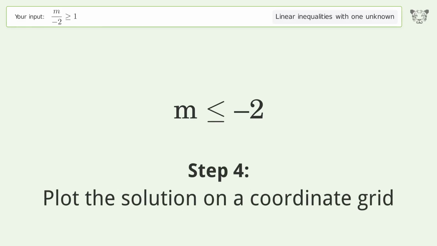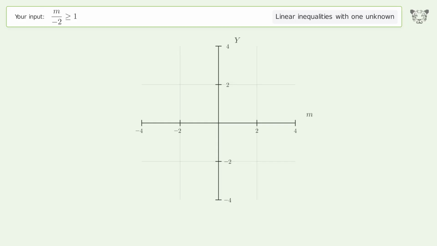Plot the solution on a coordinate grid. And so the final result is m equal or smaller than -2.